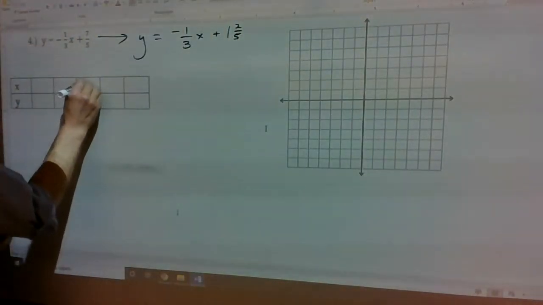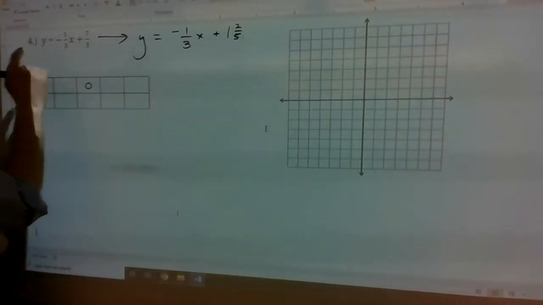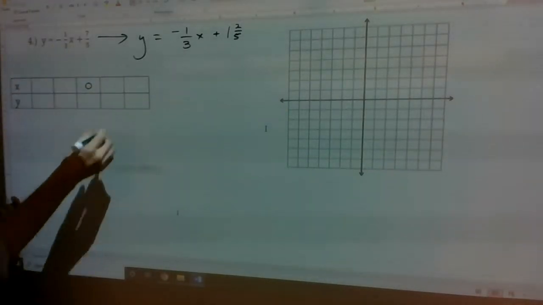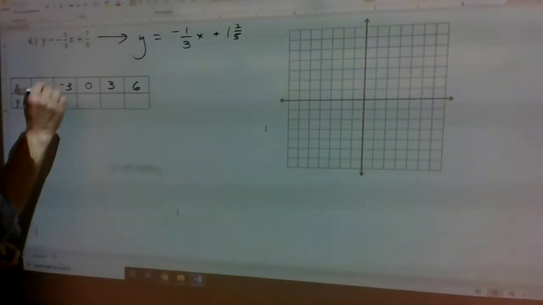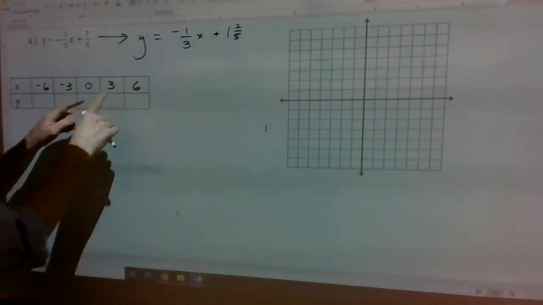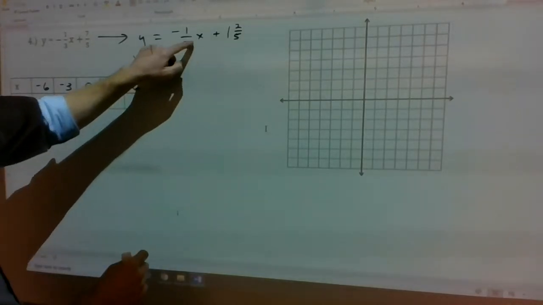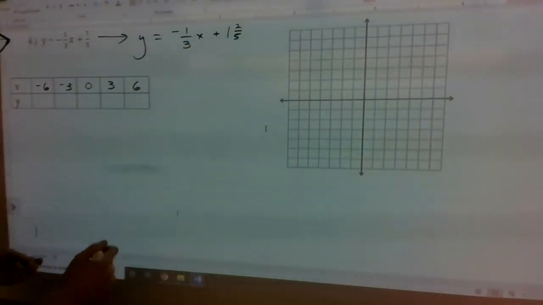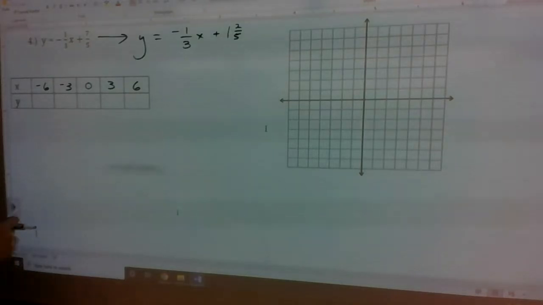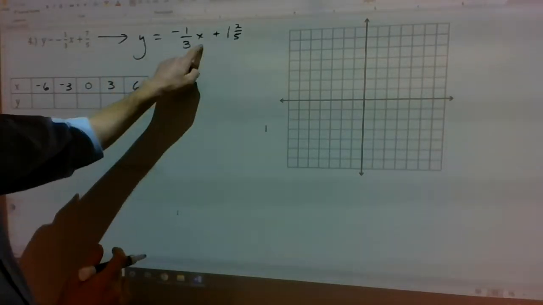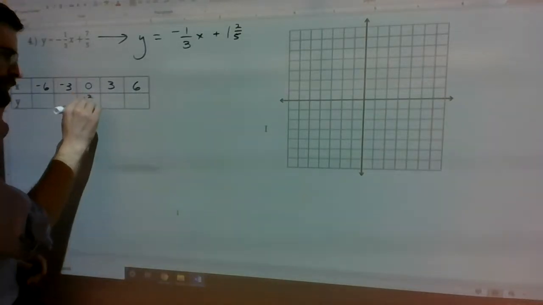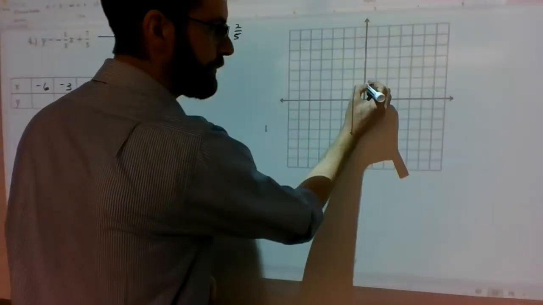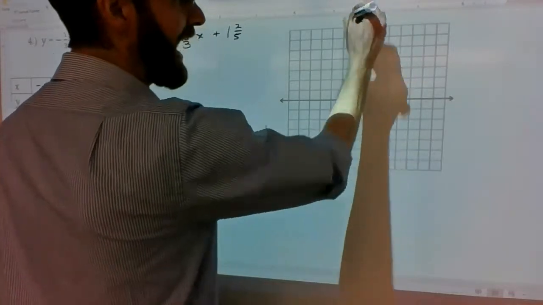So I'm still going to start in the middle here. Let's see, skip counting by threes is okay because it keeps us on the grid. At least it seems to keep us on the grid so far. I'm skip counting by threes because the denominator of my slope is 3. All right, now if I plug in 0 right here, 0 times negative 1/3 is 0 plus 1 2/5 is 1 2/5. So your first point's going to be right here, just below 1.5.